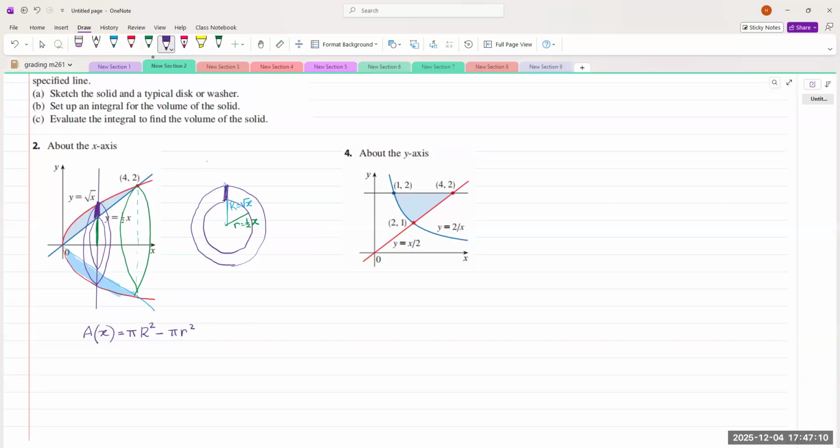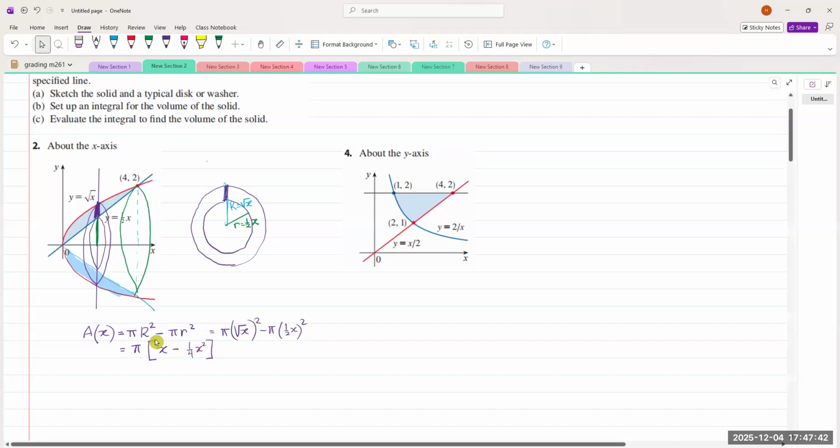And then that is equal to pi. Let me factor the pi out right away. And then capital R squared, that's x, and lowercase r squared, that's 1/4 x squared. Or you can just do it next to it. This is pi times square root of x squared minus pi times 1/2 of x squared, right? And then when you factor out, that's what you see.